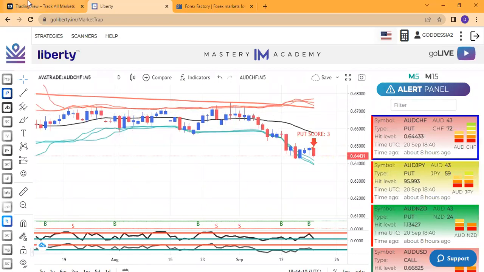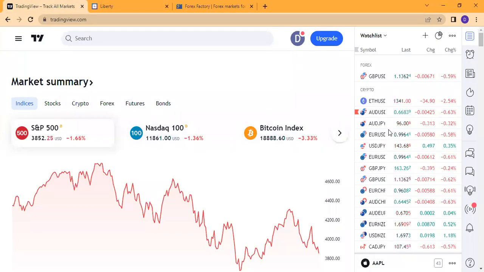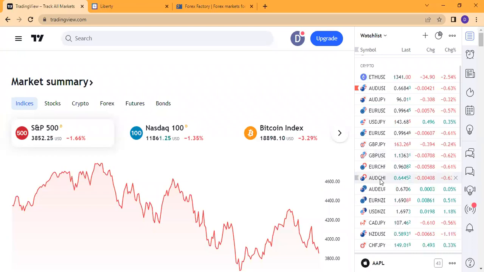Now, what next to do? We come and chart the market so that we can get the zones. That's how I trade the support and resistance. Now, remember we're looking at AUD-CHF for a downtrend. I'm teaching on downtrend this time.